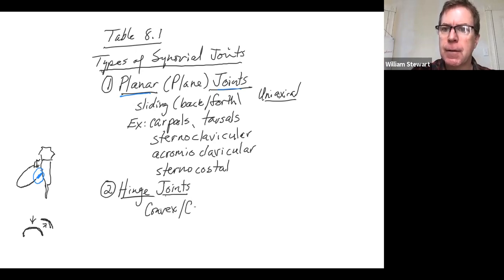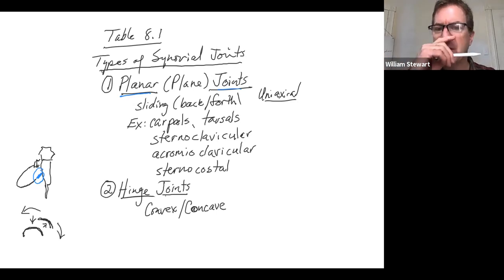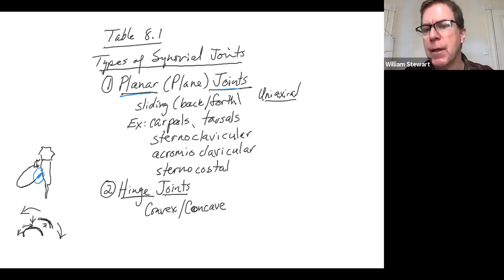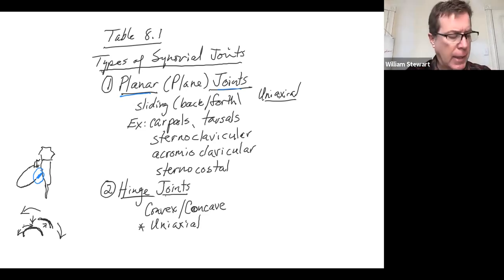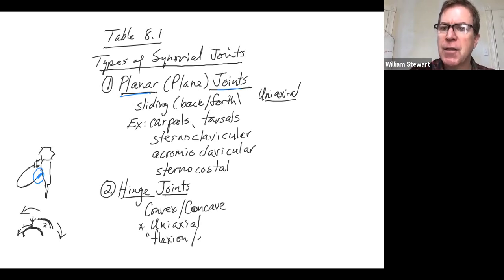So these, I'm going to put convex, concave. Those are the surfaces of the two bones at the joint. And typically the concave surface moves around in this direction, the convex surface. But it can be the other way around. It can be this bone moving as well. Just depends on the particular joint. These are uniaxial, so they move in one plane, typically. And the type of joint movement is described as flexion and extension.